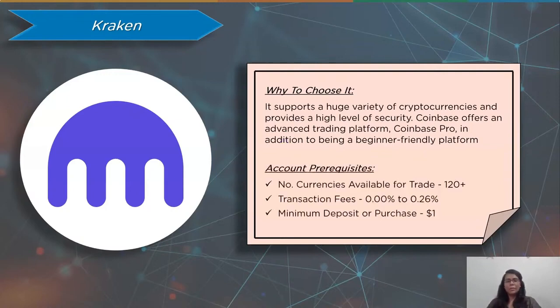Now, let's have a look at the account prerequisites for Kraken. Basically, it supports more than 120 cryptos for trading with a small transaction fee ranging between 0.00% and 0.26%. Also, it has a minimum deposit or purchase price of $1. Now let's have a look at its pros and cons.